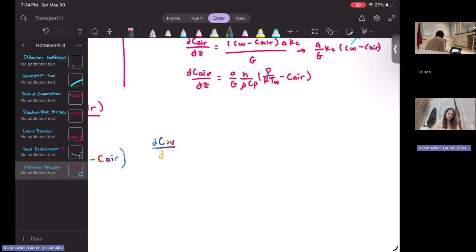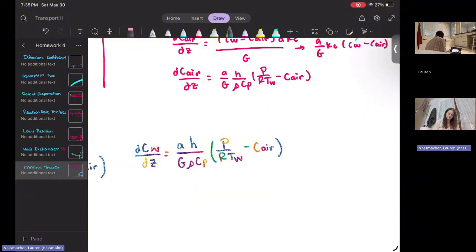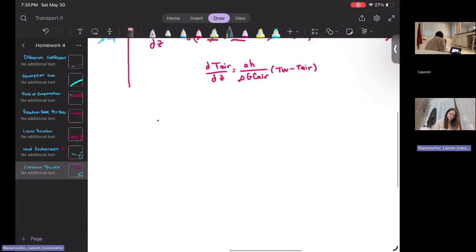So we can do that. We'll make it that. That is equal to our superficial velocity, our density or heat capacity, our cross-sectional area, our heat transfer, pressure divided by our constant temperature of water minus concentration of air. And finally, our change in the temperature of air with respect to position is equal to the cross-sectional area, heat transfer, density, superficial velocity, concentration of air, and temperature of the water minus temperature of the air, so that temperature difference.